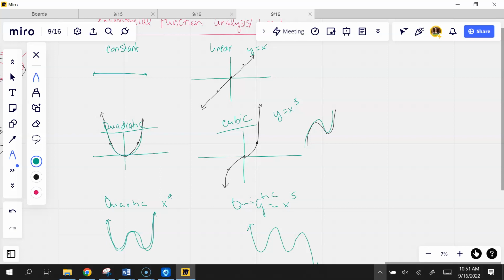The opposites, that's exactly right. This one, if it was negative x cubed, it would do this instead of that. It flips it upside down. Remember those transformations? If you throw a negative in front, it just flips it upside down.